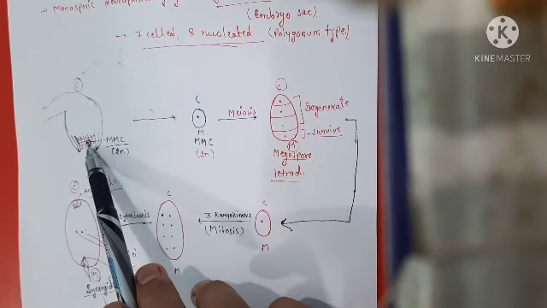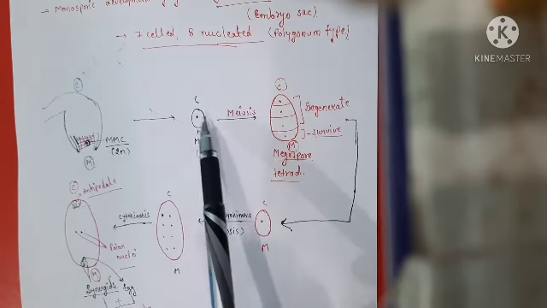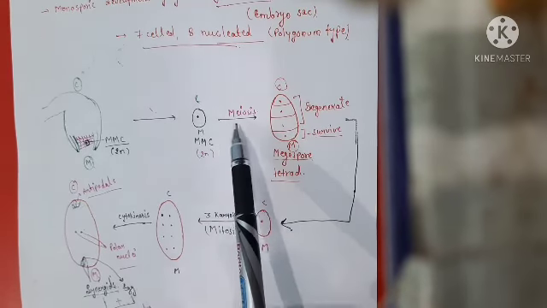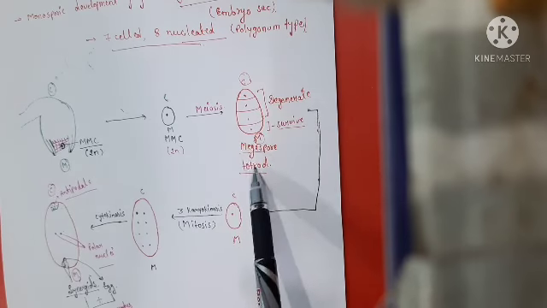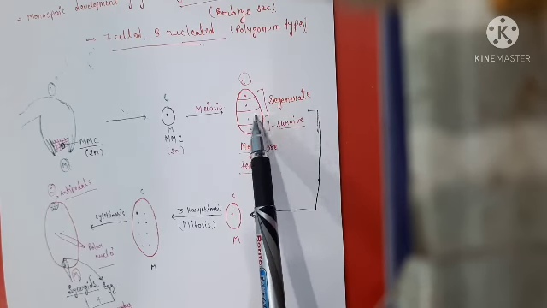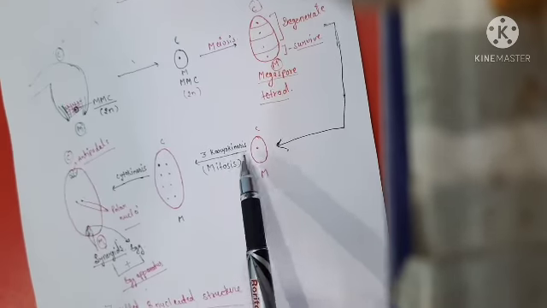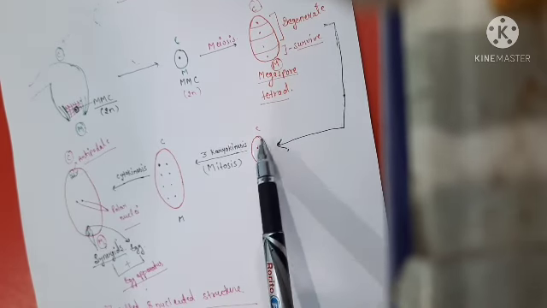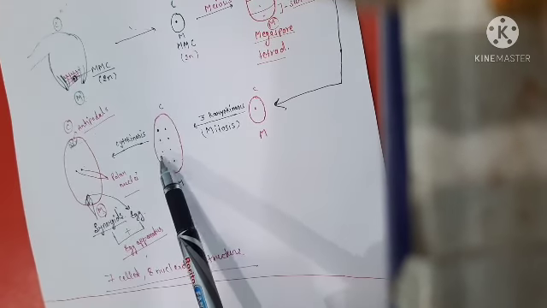Here, friends, what is this? MMC, megaspore mother cell, that is diploid, 2n. Here meiosis takes place. After the meiosis, 4 cells are formed, called the megaspore tetrad. Of the 4 cells, 3 degenerate and only 1 survives. After that, in the next step, 3 times karyokinesis, that is mitosis, takes place in that surviving cell, which leads to 8 nuclei.